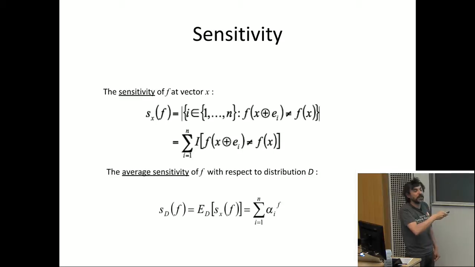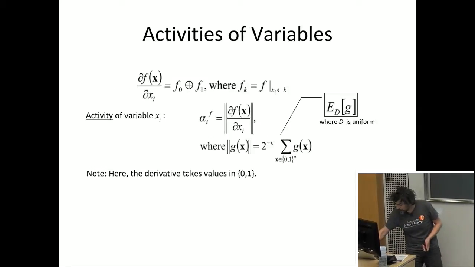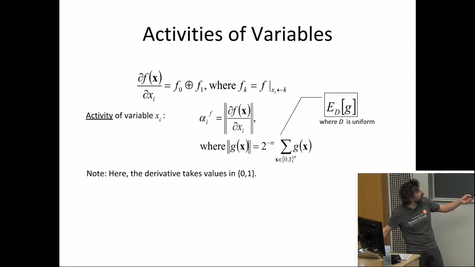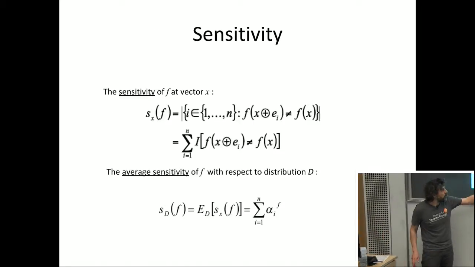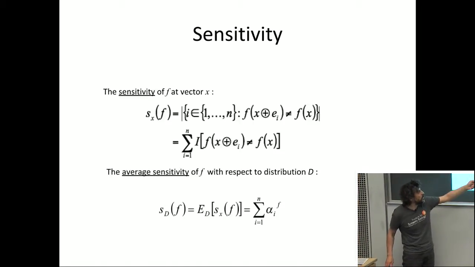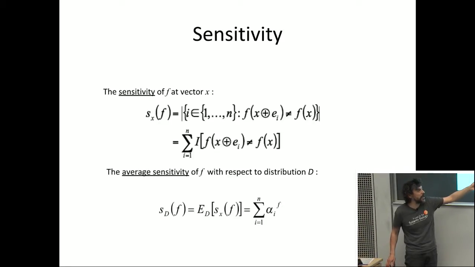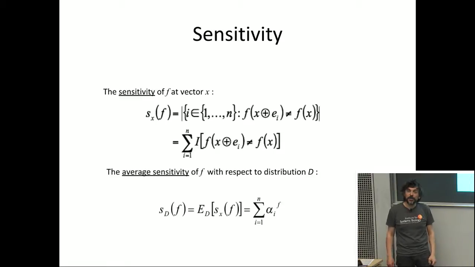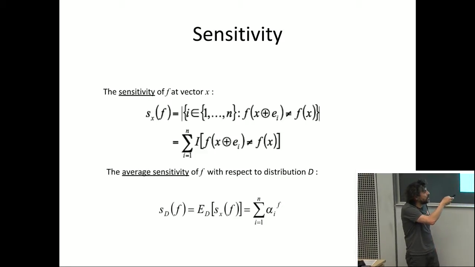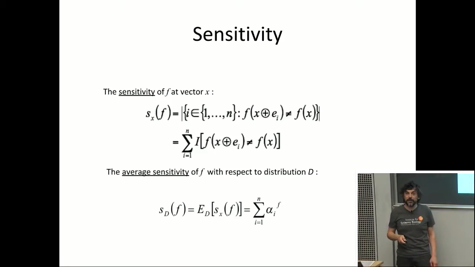But that's simply the activity. On the previous slide, I already defined that. This is exactly this probability. To see that, you will simply see that the expectation of this indicator function is the probability that the function on its Hamming neighbor is different. So the average sensitivity becomes the sum of these activities.